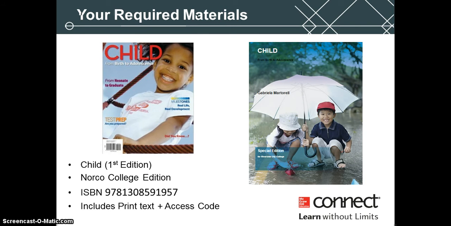Okay, your required materials for this course are going to be Child from Birth to Adolescence by Gabriella Martorell. Please note your instructor has created a discounted bundle that's available to you in the Norco College bookstore, and that would be the image you see on the right. I'll get into your other options if you want to purchase just the access code itself without any print component to that. And finally, please note that the image on the left here and the image on the right here are actually the same text. The image on the right is customized and it contains, as I mentioned before, that Connect access code. The image on the left is what we call a national version of this text and is not guaranteed to have the required access code for this course.